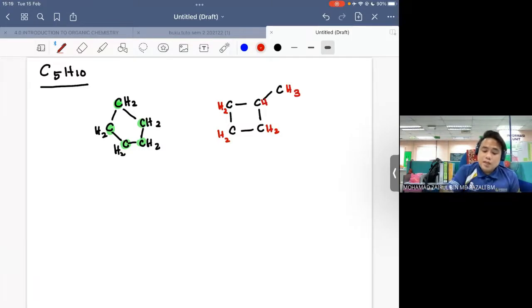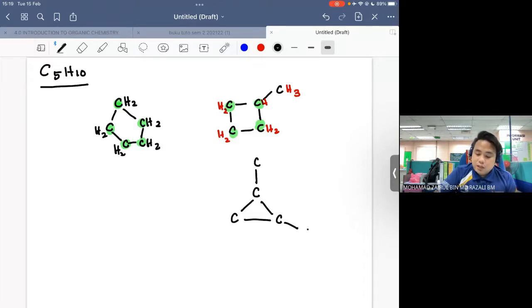So awak tengok sekarang ni parent dia dah reduce from cyclic with 5 carbon kepada cyclic with 4 carbon. Okay, now yang from 4 carbon ni we can further reduce. Kita akan further reduce dia kepada 3 carbon pula. Kita cuba. So kalau 3 carbon, the shape is a triangle. So 1, 2, 3. So we have extra 2 carbon kan. So awak letaklah mana-mana. Nak letak macam ni boleh. Okay. Pun tak kisah. Janji cukup.